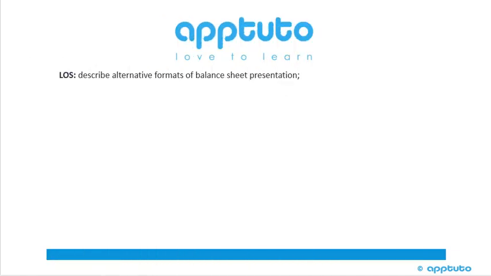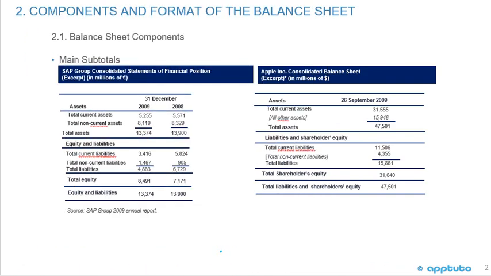This LOS is to describe alternative formats of balance sheet presentation. Okay, here's an example of two balance sheets. On the left-hand side we have SAP, and on the right-hand side we have Apple. And this is just from the CFA Level 1 text. SAP reports according to IFRS, and Apple is reporting according to US GAAP.